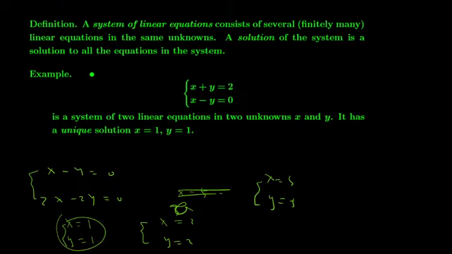For any linear system, there are only three cases. One case is the system has a unique solution. By unique, I mean one and only one solution. That one has only one solution.